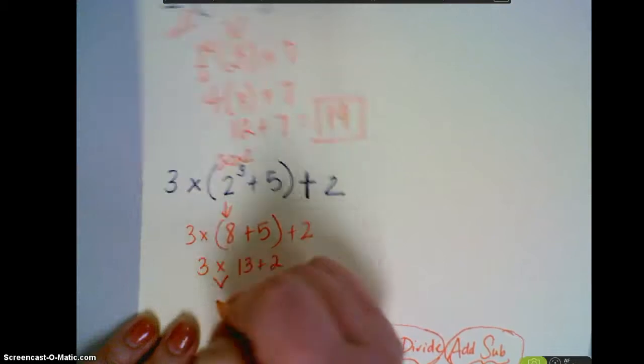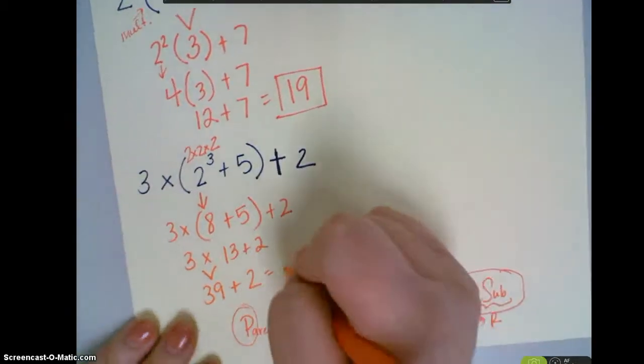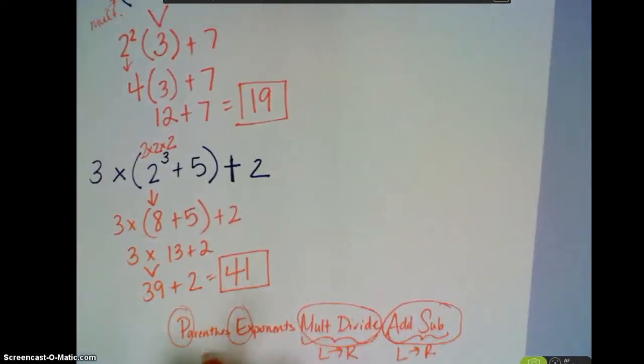And then 13 times 3 is 39. Plus 2 is going to be 41. So that is our order of operations. We need to follow parentheses, then exponents, then multiply and divide, and then add and subtract. And if you follow those, you will always get the right answer on your problem.